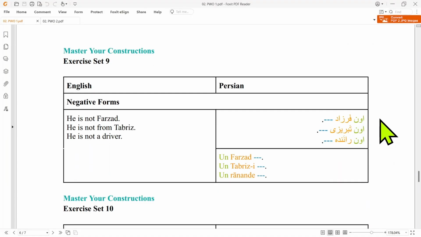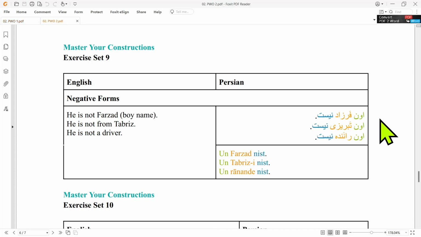And how can we say, he is not Farzad? He is not from Tabriz. And he is not a driver. We would say, un Farzad nist. Un Tabrizi nist. Un rananda nist.